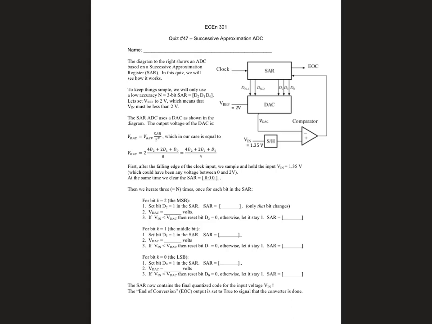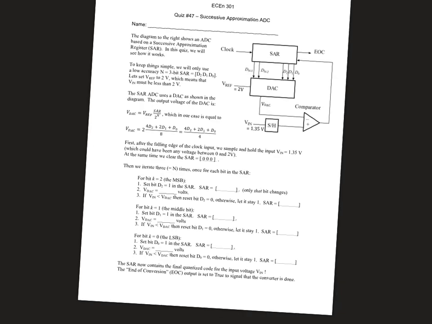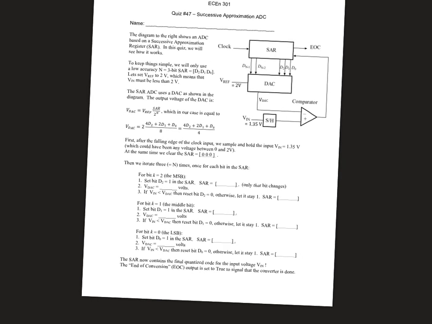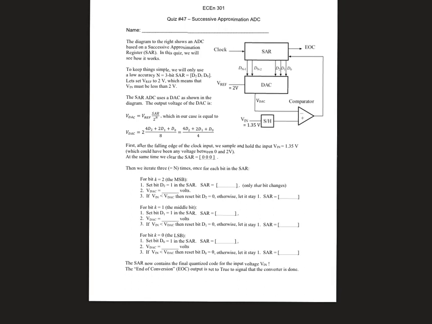Okay, so this is the last quiz of the semester, and it's basically how does this successive approximation ADC converter work? We went through this in a lecture earlier today, actually. So you start out. This whole thing starts out by placing a digital signal of 1 on the most significant bit. So we would have a 1.